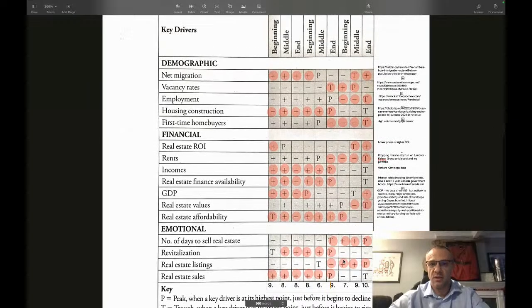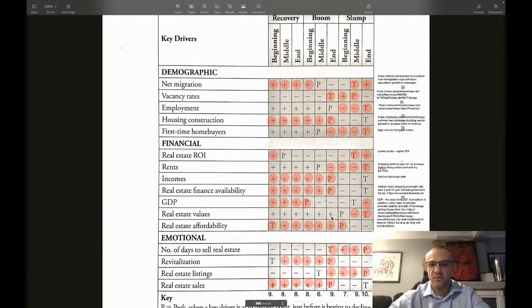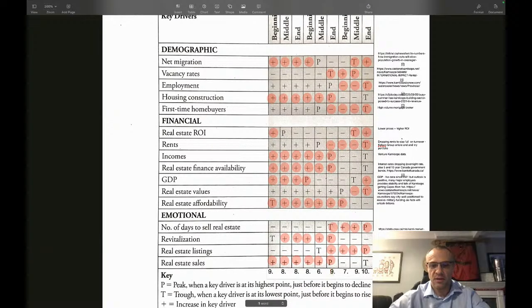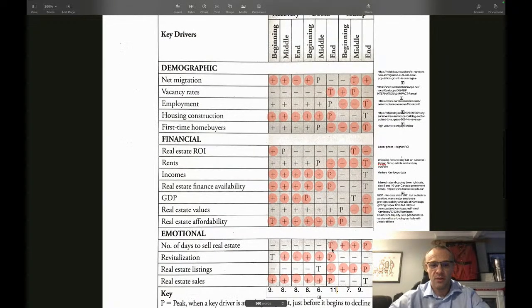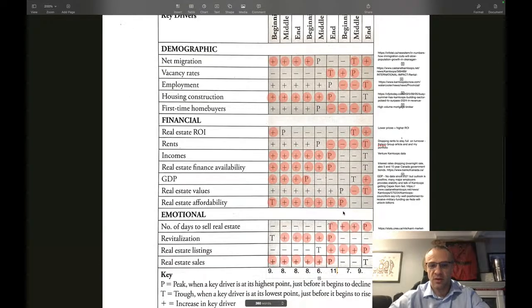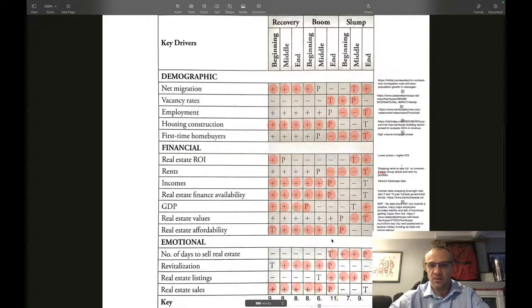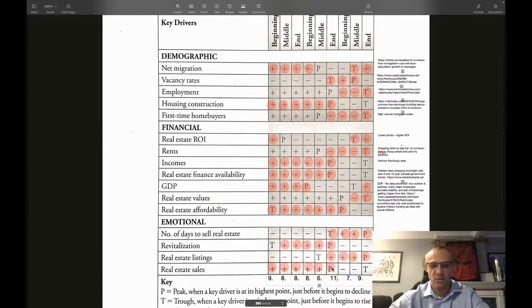Certainly not in a boom right now. So, and there's 4, 5, 6, 7, 8, 9, 10. There's 11 there. All right. Used to sell real estate. Trough increasing. And revitalization. It could be a peak revitalization, so still getting into the boom. That's interesting.